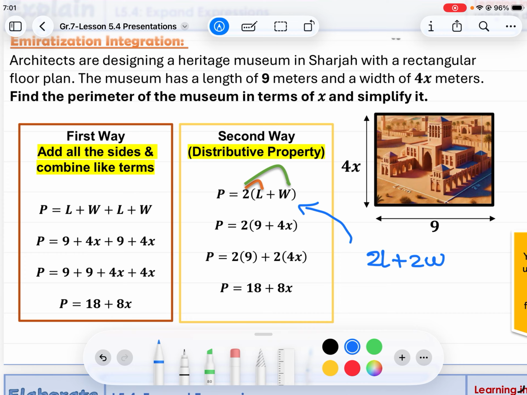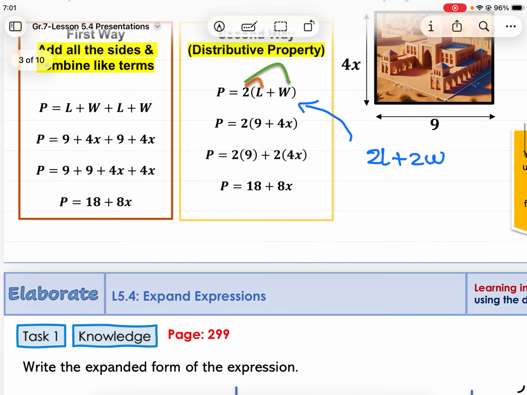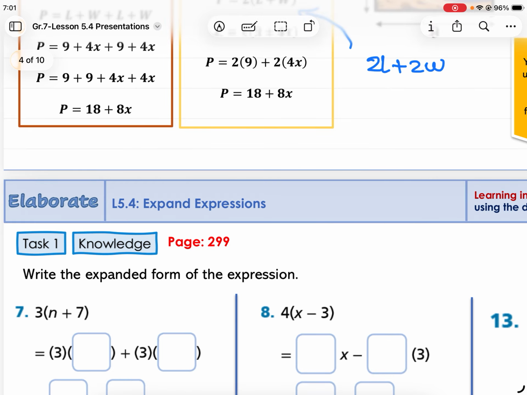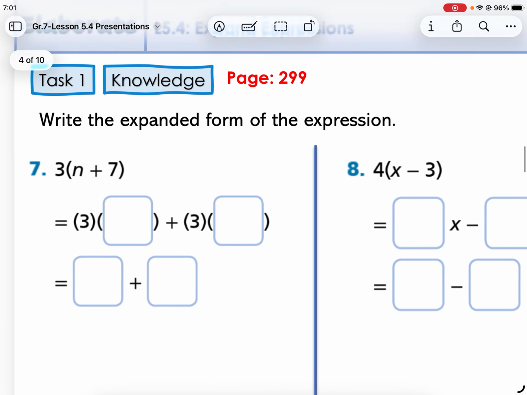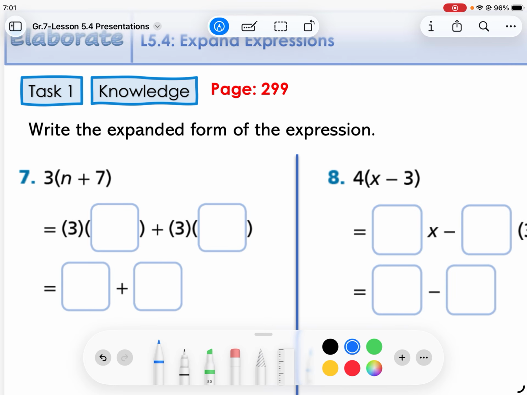Now, let's talk more about the distributive property. It's not that's it. You have a lot. Okay. So, the first thing that you guys should know is to expand expressions. When you have an expression like that, you need to expand it. Okay, what does it mean to expand it? Expand means to write it in a different way, to simplify it more. You need to multiply the number that's outside with each term inside the parentheses.